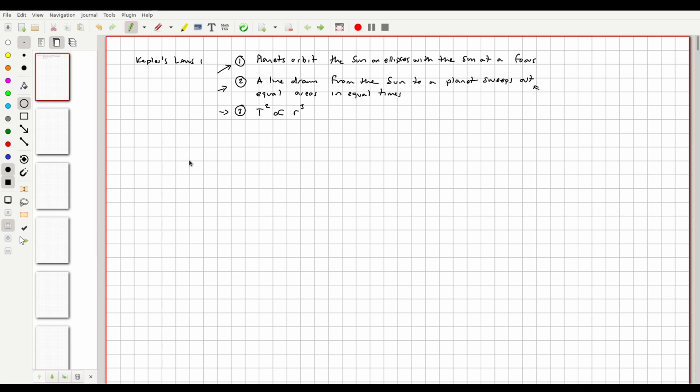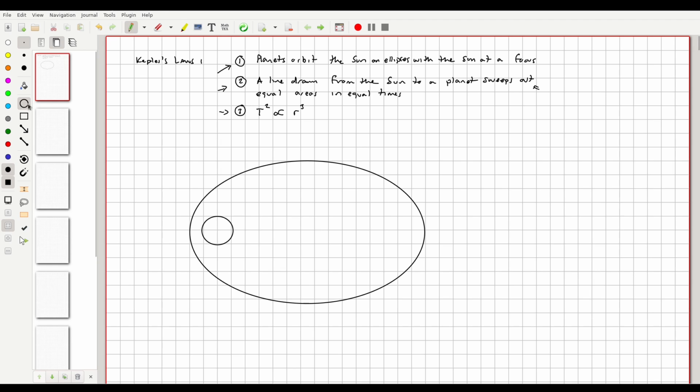So I want you to think of an orbit. We'll say it looks something like this. Let me put the sun somewhere over here, maybe here's the focus right there. And here is a line drawn from the sun to a planet. Here's our planet right here, and we'll have the planet going around this way. Now, when you say equal areas in equal times, what that means is that the change in the area over time is constant.